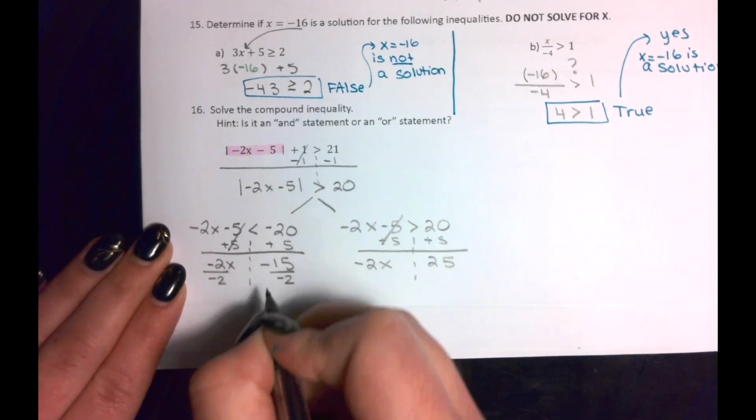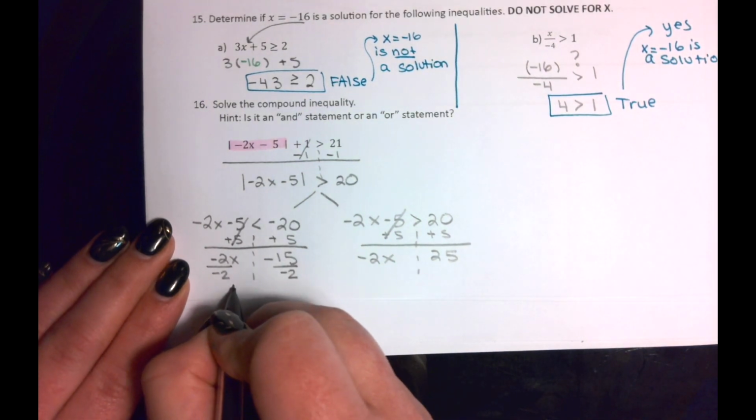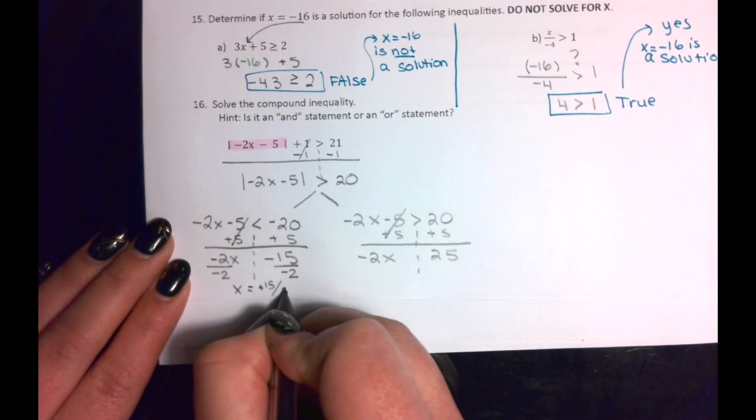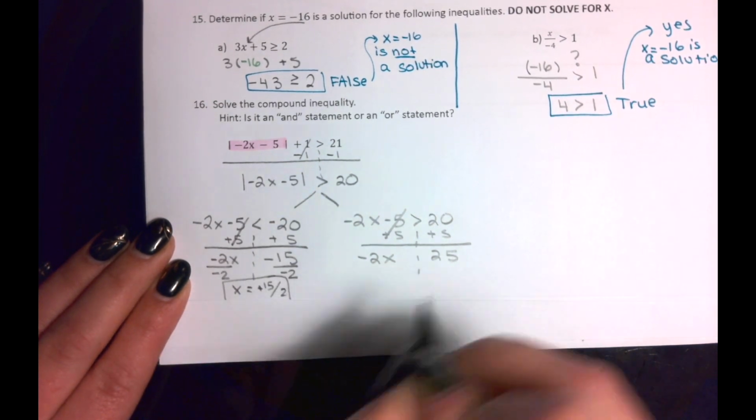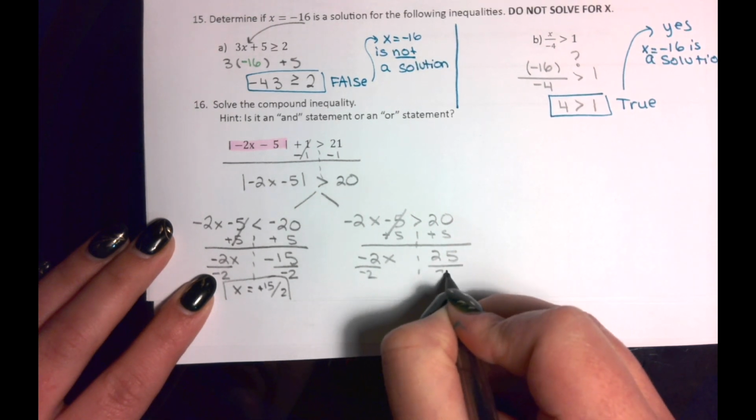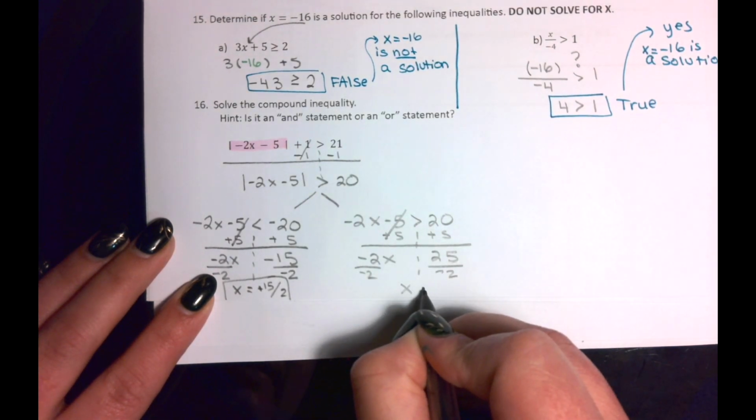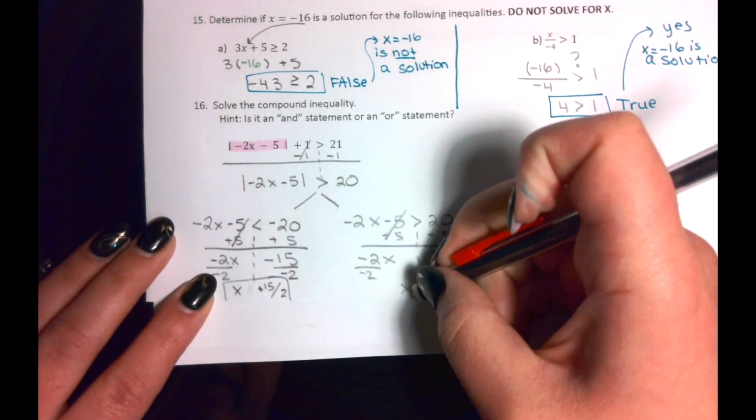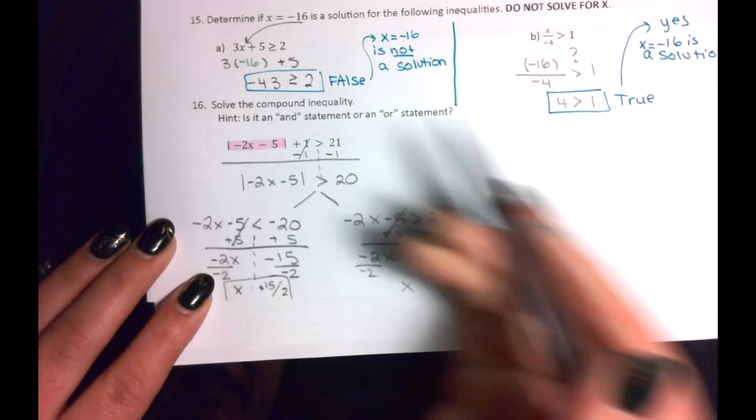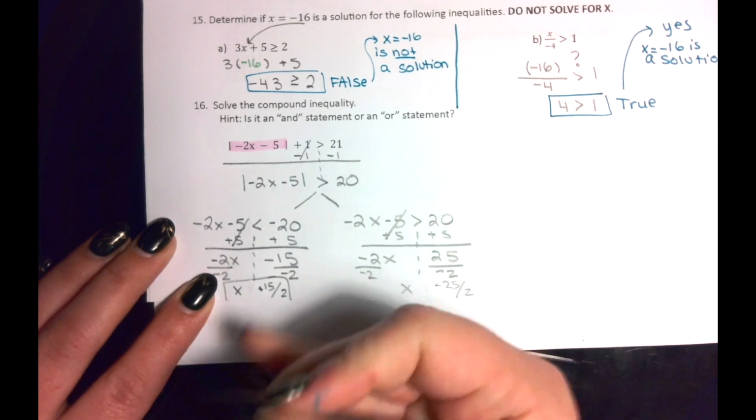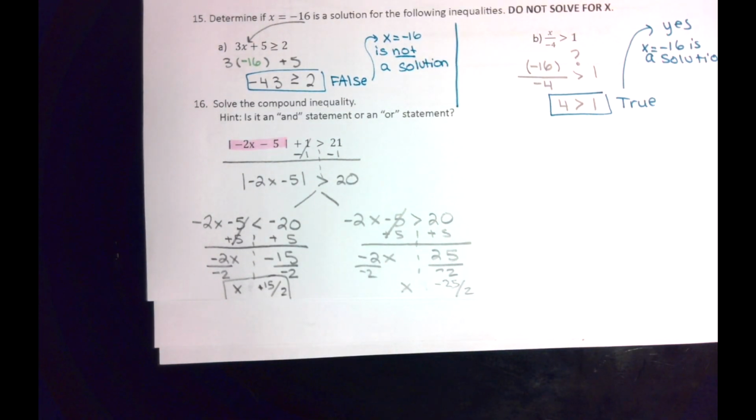And I'm a little bit running out of space here, so we'll try to make it work. X is equal to negative 15, positive 15 halves, because negative negative gives me a positive. And for the other one, divide by negative 2. X is greater than, ooh, you guys, I put an equal sign. And I almost made a mistake here. So let's pause for a moment. Negative 25 halves. Here's the question that I forgot to ask myself.